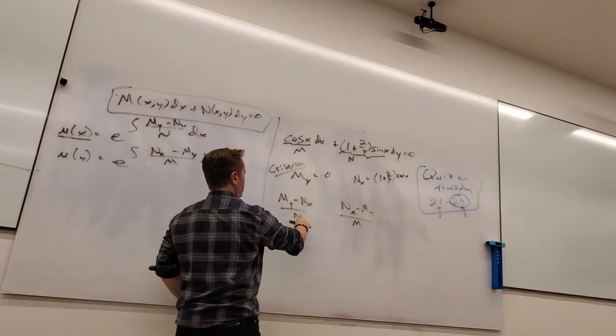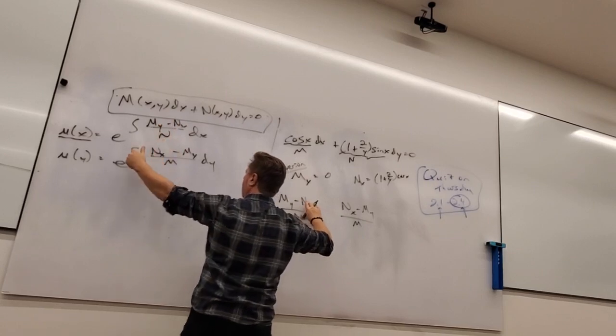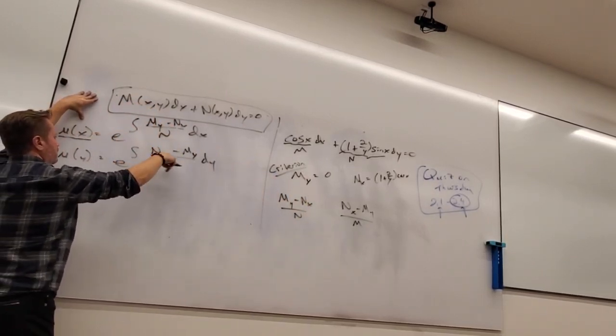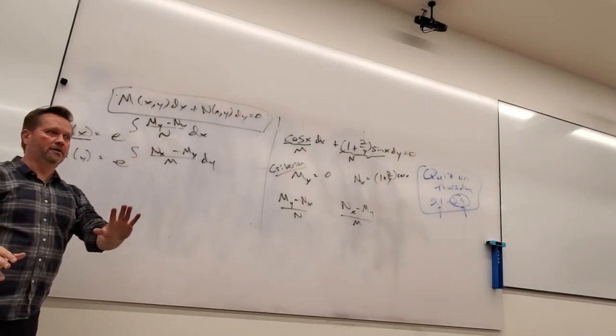What do I get for this guy? Is it pretty cool? Because these are my exponents in my integral. This piece would have to be a function of x. This piece would have to be a function of y. I can check both and use the one that's true.